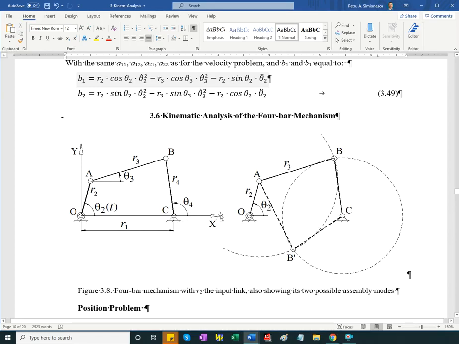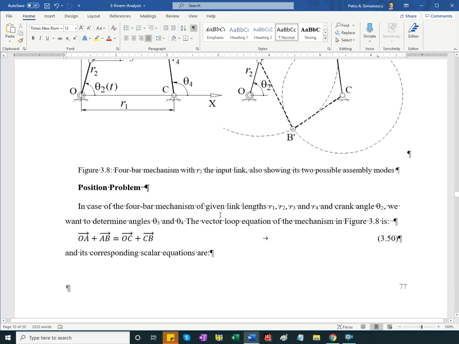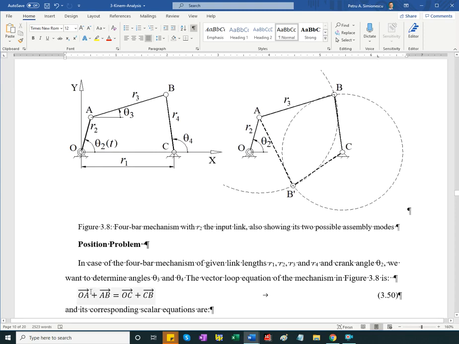Here too we're going to see a plus minus in front of a square root. So for the position problem, we are taking the vector loop OA and looking at the angle. So we chose theta 3 as shown. It means that I need to make use of an angle of a vector from A to B. As theta 4 is selected, I need to use a vector CB. So here they are. OA plus AB equals OC plus CB.